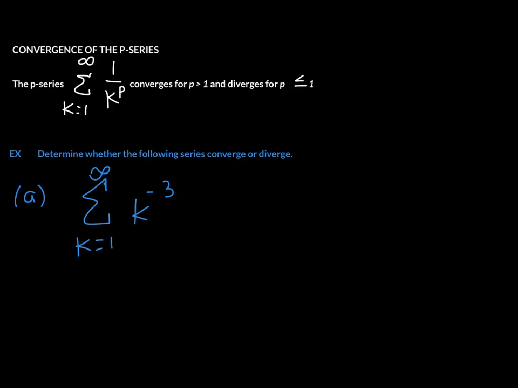All right, so we have the first one here, and we are asked to determine whether or not this series converges or diverges. Let's keep in mind that this series can be rewritten as 1 over k cubed. Now, we know that this is a p-series with p equal to 3. Therefore, we know that this series actually converges. That's done.